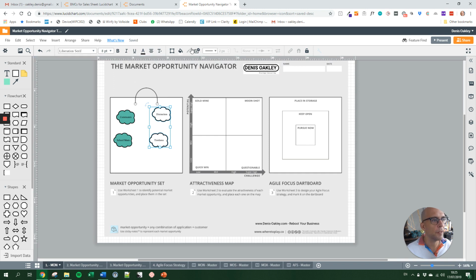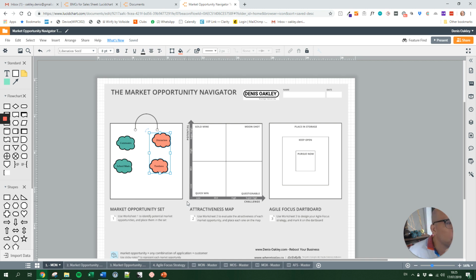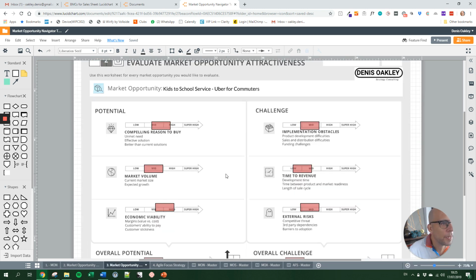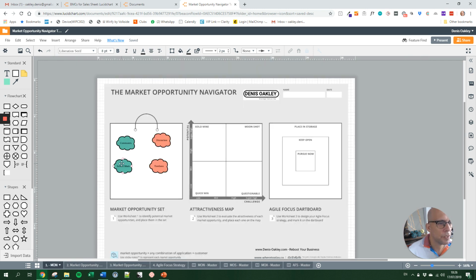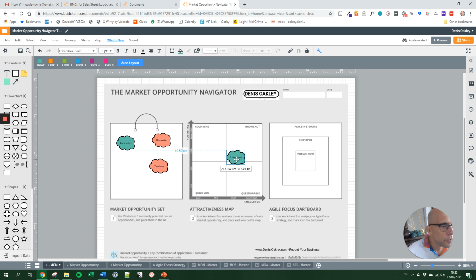So here we go. This is the summary sheet where we'll be putting everything down. So we've got a few market opportunities that we're thinking about playing with. So let's just go back to this one. So we've evaluated this one. So overall we're mid and we're low too. So challenge is low to medium, potentially it's medium to high. But then we go on to the attractiveness. So the challenge is medium, the potential is medium to high.